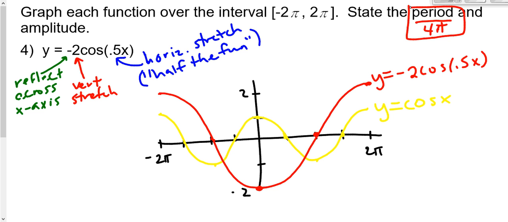And then for the amplitude, it's twice as tall as a normal cosine graph. It doesn't matter that there's a negative there. You don't have a negative amplitude. Amplitude is just the distance from the middle to the top, so that's just always a positive. And in this case, that's going to be positive 2.